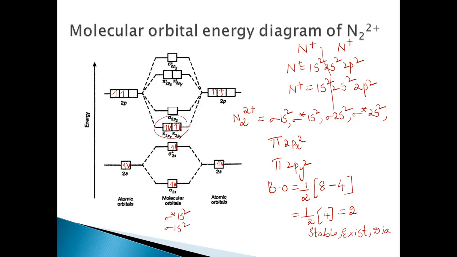And this is the HOMO here. So there are degenerate orbitals, I mean, both of them are of the same energy level, and both of them are HOMO, that is highest occupied molecular orbital, that is pi 2px and pi 2py, and sigma 2pz is the LUMO, that is lowest unoccupied molecular orbital. Right. This is about the molecular orbital energy diagram of N2 2 plus here.